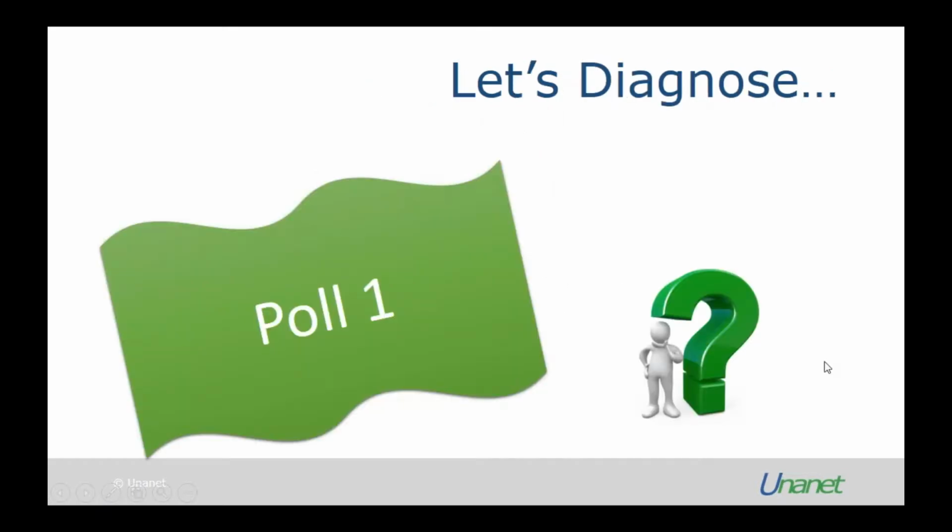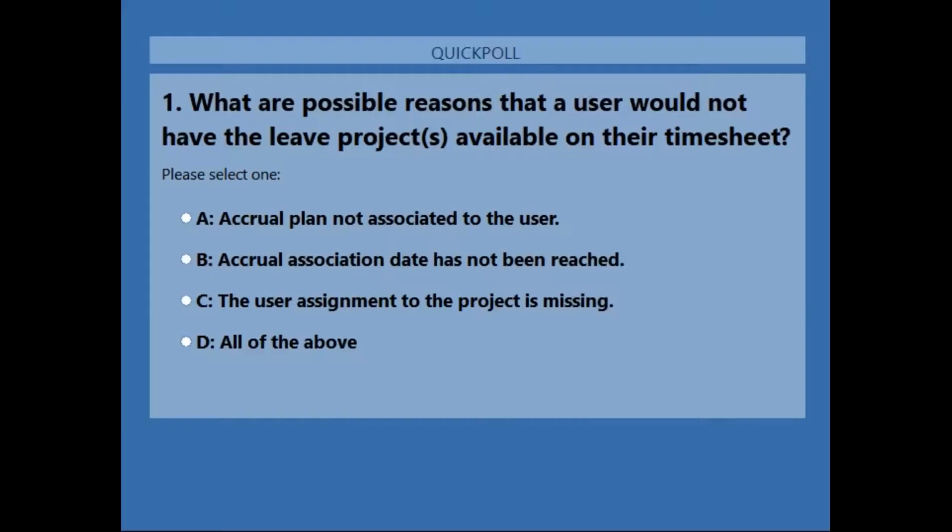The very first thing we're going to do, we're going to make today's session somewhat interactive. I have some poll questions out there. So Nick, if you want to go ahead and launch poll 1, I'm going to ask everybody to answer our poll question for today. What are the possible reasons that a user can't see their leave project on their timesheet? Okay, there's a couple different reasons here. You can choose more than one reason if you'd like.